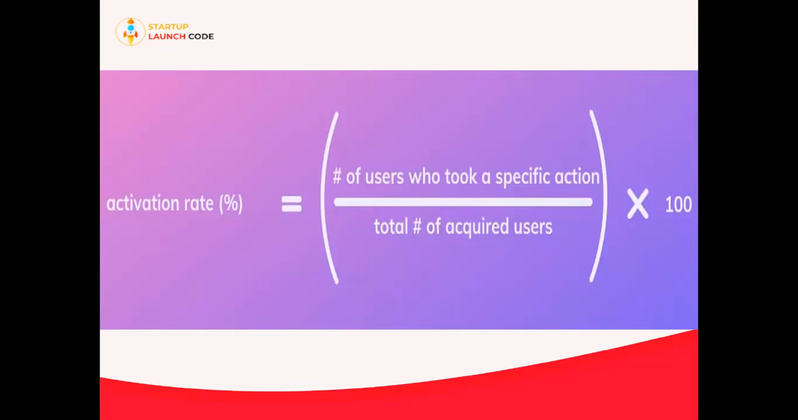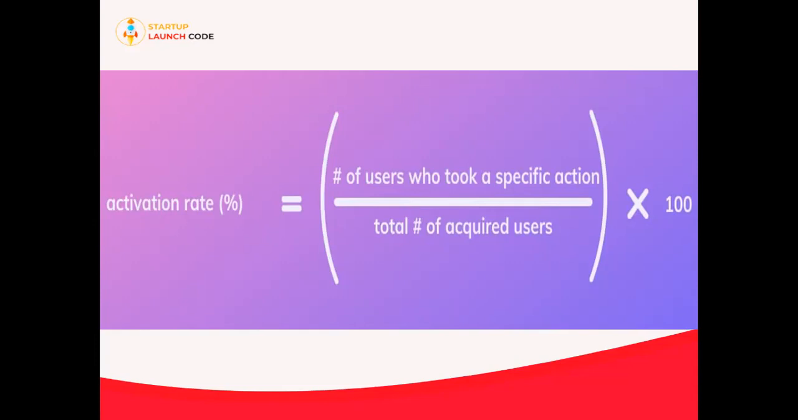So let's say, for example, you are able to get 100 people to download your application, but out of this 100, only 10 were able to actually activate. That means take those key steps that lead to them experiencing the core value, then times 100. So that is the 10 activated users over the 100 people that downloaded your app, times 100. If you do that calculation, you'll have a 10% activation rate.